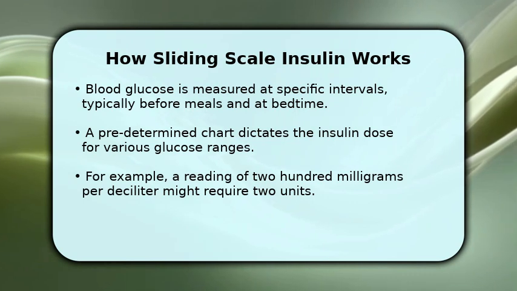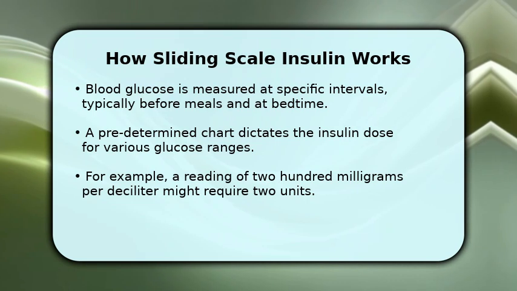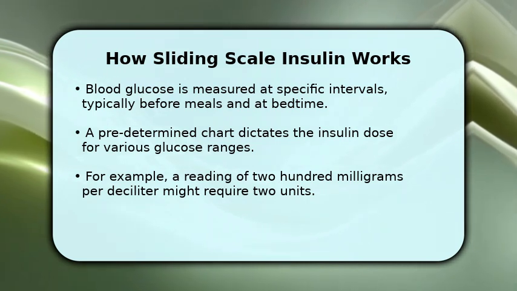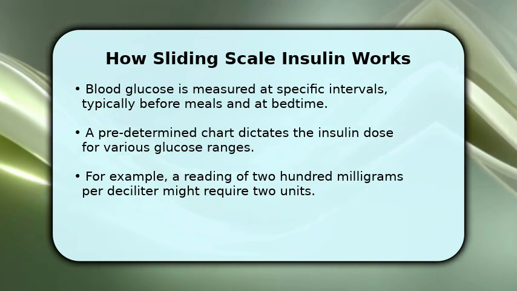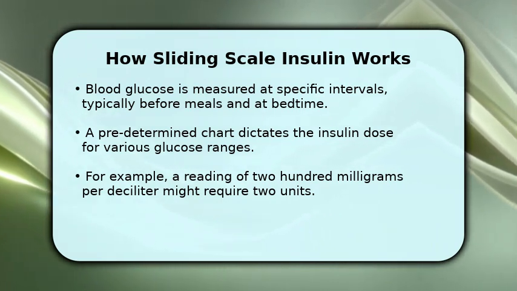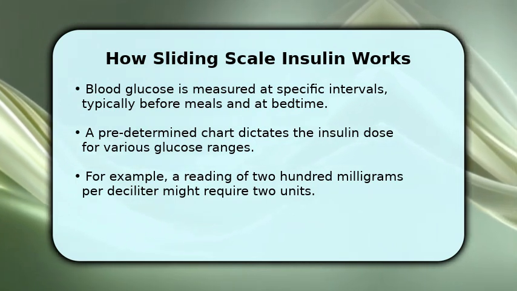First, your blood glucose is measured at specific times, often before each meal and at bedtime. Then, you refer to a predetermined chart provided by your healthcare team. This chart outlines the exact number of insulin units to administer based on your current blood sugar reading.